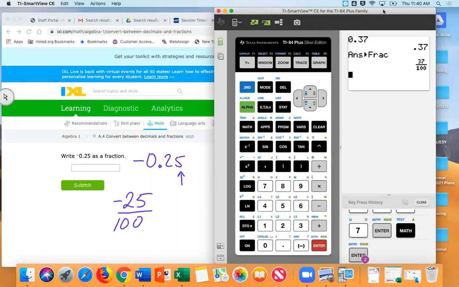Now, IXL's pretty forgiving, okay? But I'm going to warn you that when I do it with the calculator, it's going to give me a different answer, but they numerically are the same. Now, 25 out of 100, well, 25 is a quarter, right? And how many quarters make a dollar? Mike, how many quarters make a dollar? Nate? Four quarters make a dollar.